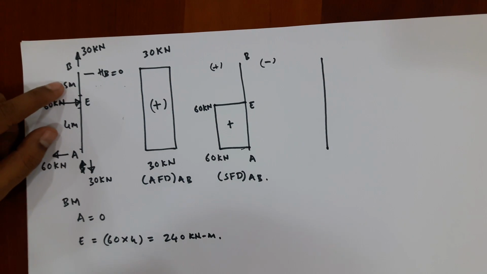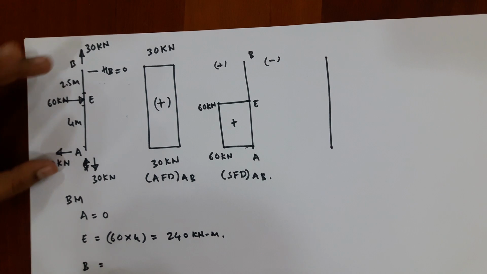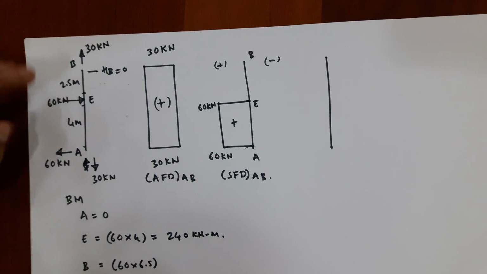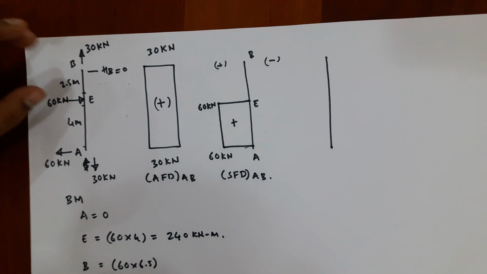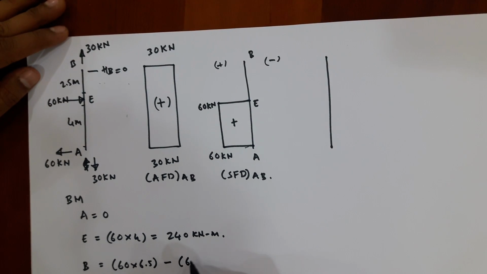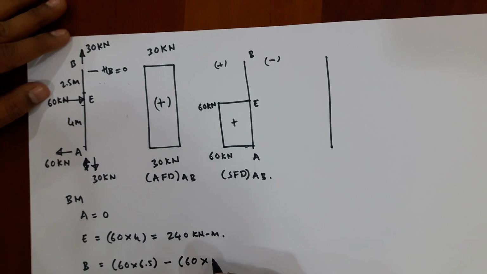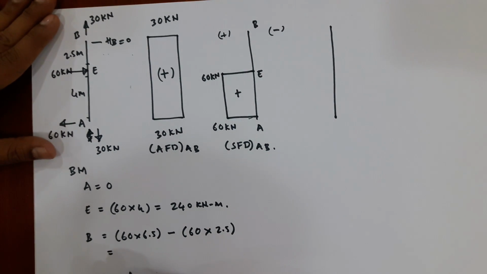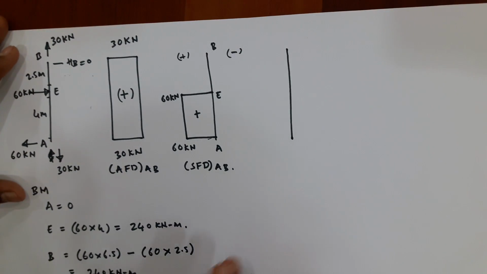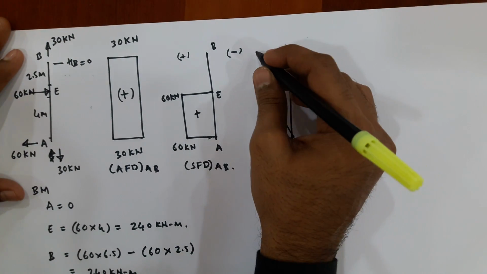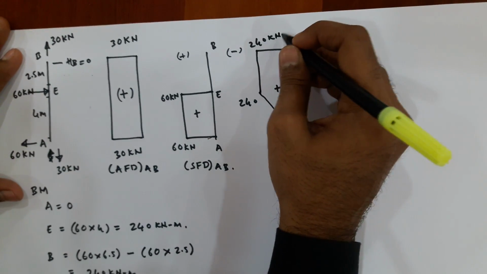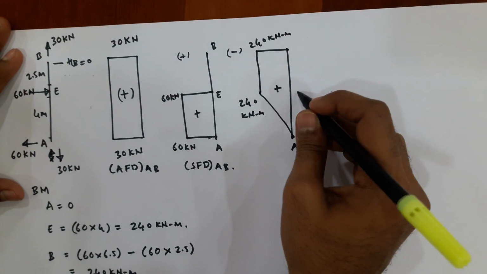Okay, now in the same way you have to find the bending moment at B. Bending moment at B, it will be 60 into this distance. So what is this? 60 into 6.5. Okay, it is creating a clockwise moment. Then you have the 60 kilonewton, and the perpendicular distance with respect to point B is 2.5, and this is creating an anti-clockwise moment. So it will be minus here, 60 into 2.5. So the bending moment at B will be 240 kilonewton meter. Okay, so draw the bending moment diagram. At E it is 240, at B it is also positive 240 kilonewton meter. A, E, B.